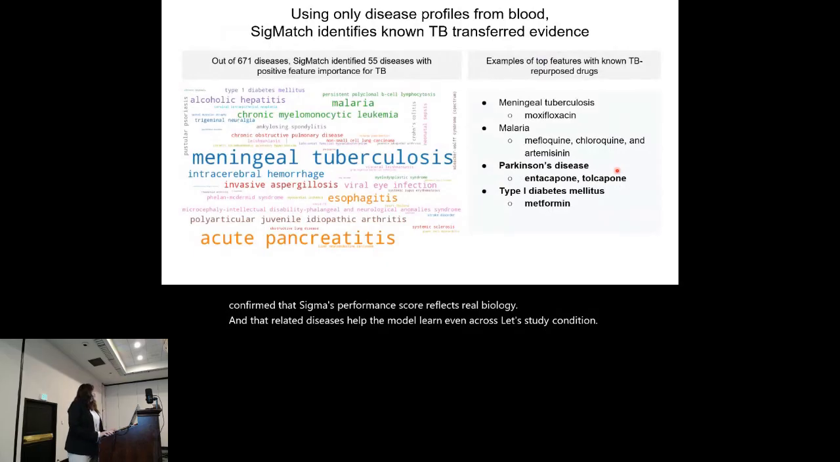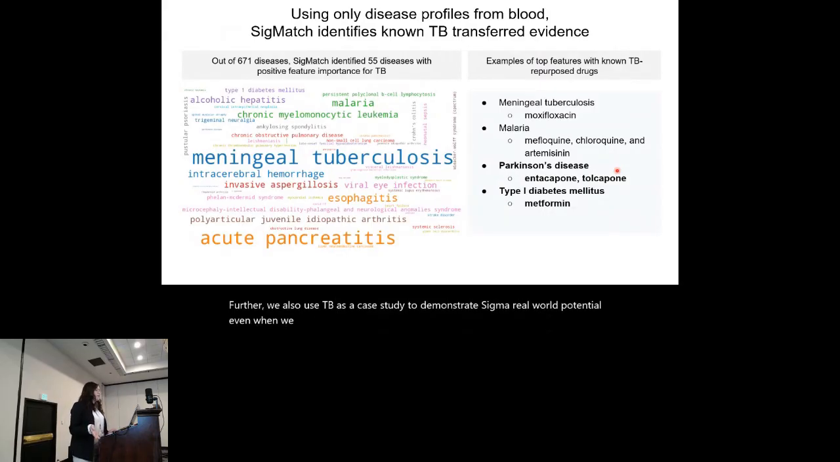Further, we also use TB as a case study to demonstrate SigMatch's real-world potential. Even when restricted to only blood-derived disease profiles, the model identified 55 diseases with positive feature importance for TB. Many of these, like type 1 diabetes mellitus and Parkinson's disease, are also linked to drugs that are already being studied for TB repurposing.